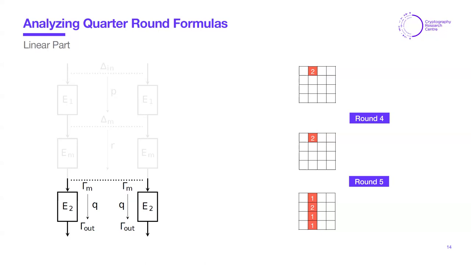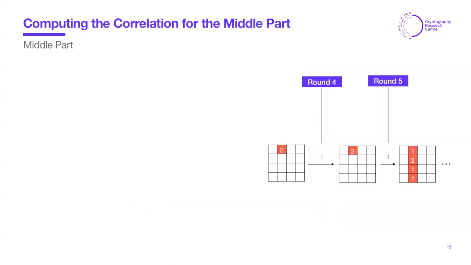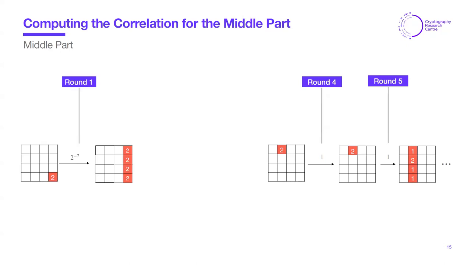Regarding the bottom part, we analyzed carefully the formulas of the quarter round, and we see that we can obtain two rounds for free with correlation one. Then what we did is to fix these two rounds, and we take our differential distinguisher with two active bit differences at the beginning, and we analyze what happened in the backward direction for round 3.5. And we saw that the correlation is 0.375. That is not bad at all.